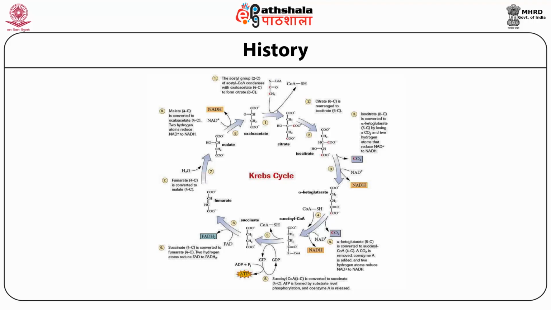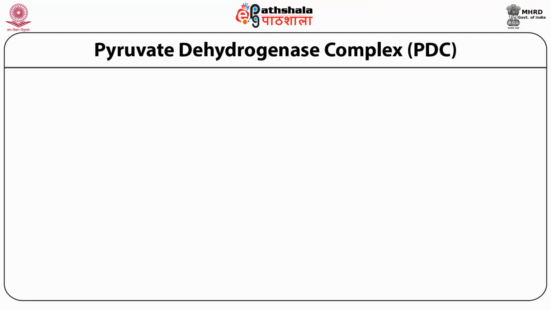You can see that at certain stages, certain reactions are decarboxylation reactions, some are dehydrogenation reactions, and they generate ATP through the electron transport chain. Certain reactions are hydration reactions, and all are regulated by certain enzymes or a set of enzymes. Now we will discuss several enzymes and enzyme systems involved in the tricarboxylic acid cycle. To start with, the pyruvate dehydrogenase complex.